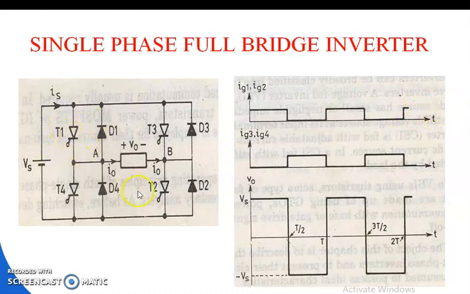Whenever T1, T2 are triggered after getting the required gate pulses, the path of the current will be Vs, T1, load, T2, and back to the source voltage Vs. This is the path of the current. And whenever T1, T2 are turned off or commutated, the load voltage reverses its polarity and the current starts flowing through the load, then D3, then source voltage Vs, and then D4. In this way the path of the current is like this.